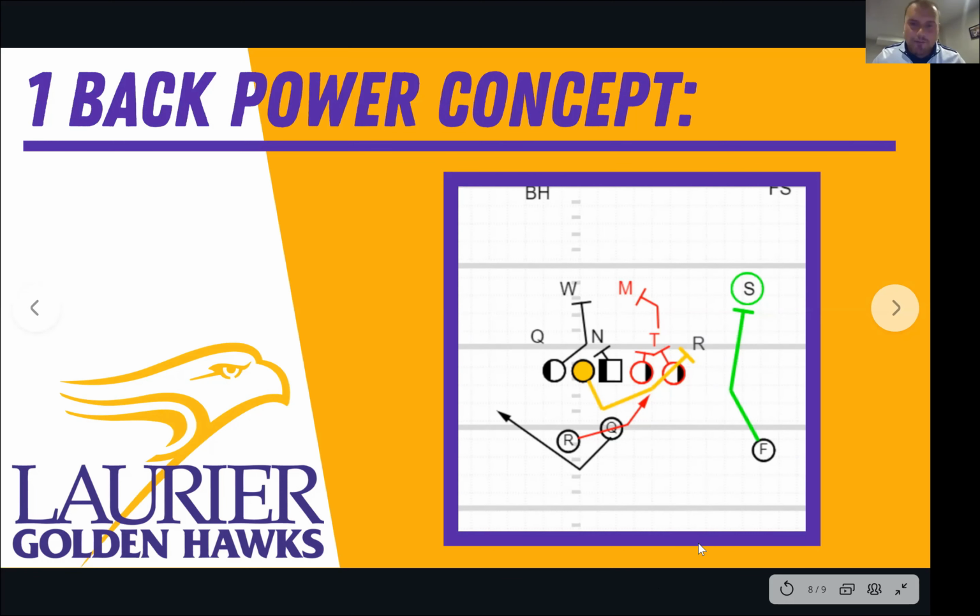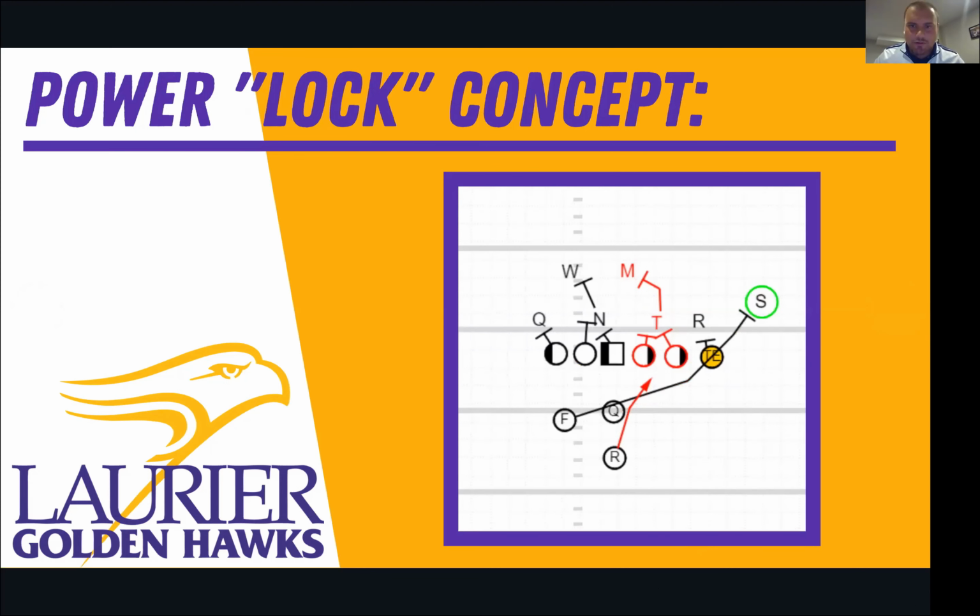You could RPO the backside, read the backside, totally up to you. This is one that less teams have run that honestly we've made a living off of at Laurier, which we call our lock concept. We do it mostly out of 21 personnel. If you have a grimy slot back who can block a Sam, which we've had guys like Arkarakis, McCracken, Peterman, guys that have a great crease for us.